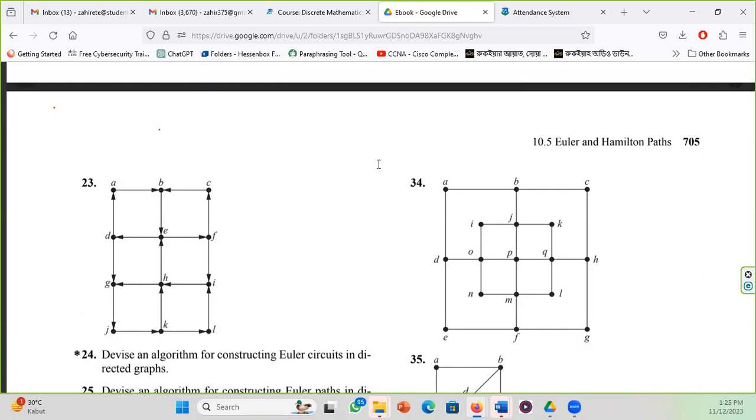Sir, no confusion. I have some questions, sir. Yes, carry on. In Hamiltonian, we just focus on nodes, right? Yes, nodes. That means you need to touch all the nodes. Not all the paths. If some paths remain untouched, no issue. But you need to touch all the nodes.